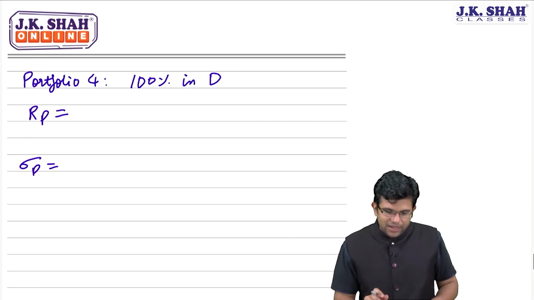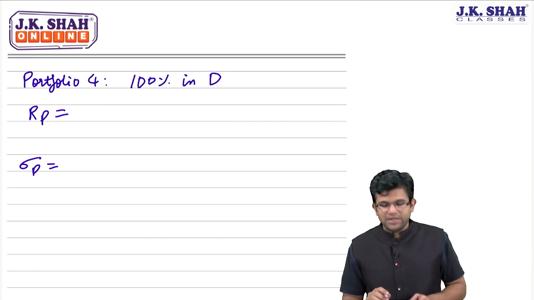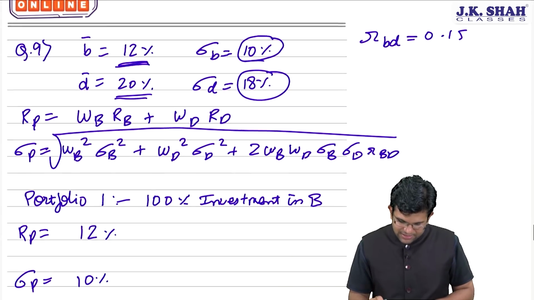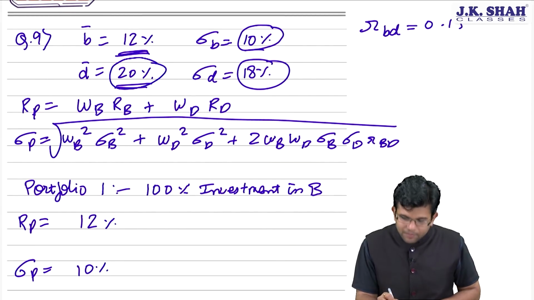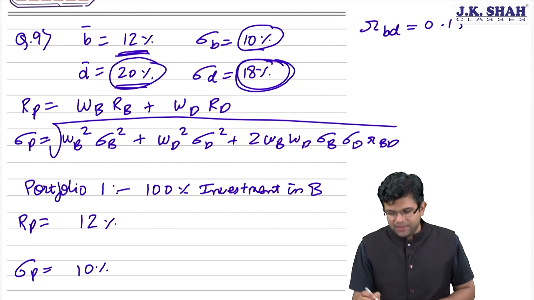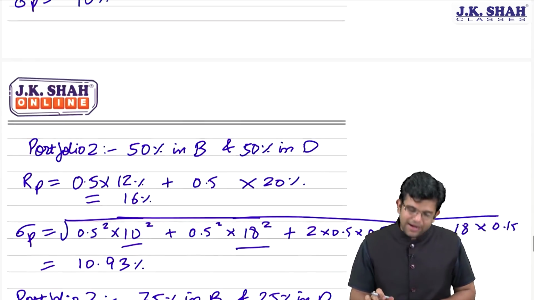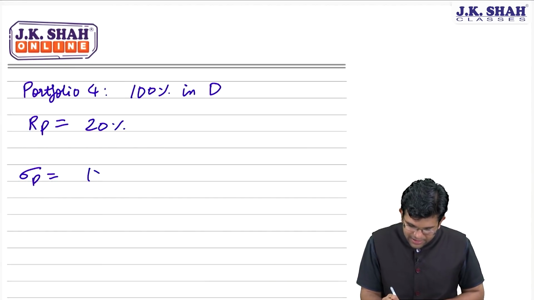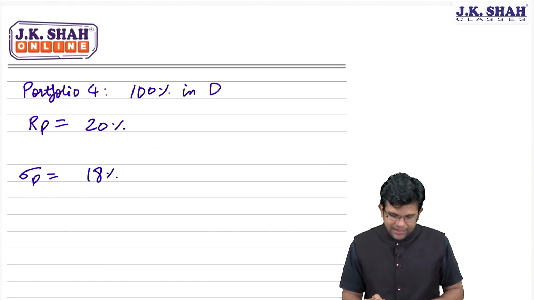And the last one is portfolio 4, 100% in D. Very simple. If it is 100% in D, then do you realize that the RP will be 20% and the sigma P will be 18%. 20 and 18. Let me put the numbers here. 20% and 18%.